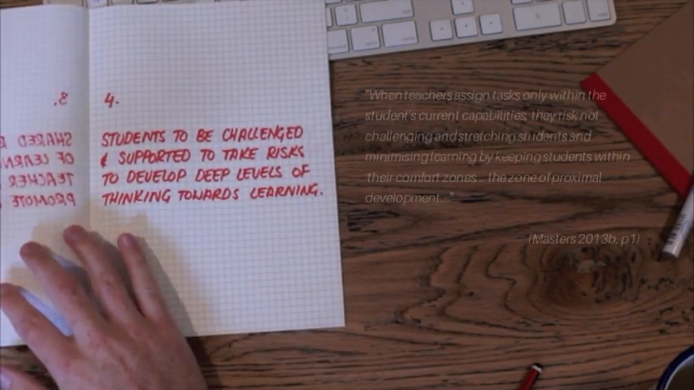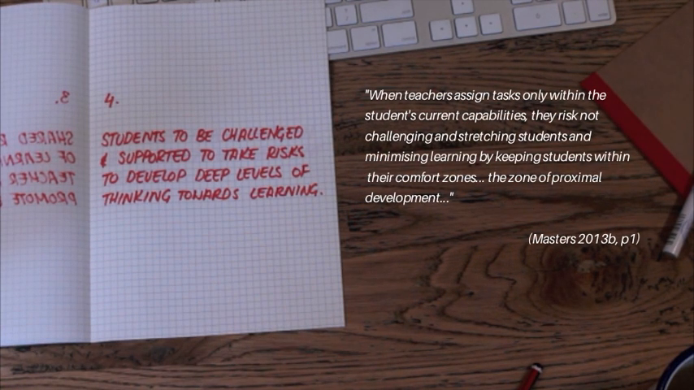4. Students to be challenged and supported to take risks to develop deep levels of thinking towards learning. This revolves around challenging students to take educational risks to develop deep levels of thinking, resilience, and understanding. Providing the opportunity to contribute to discussions and idea development without the fear of rejection, students can move their thinking beyond the confines of conventional logic and towards debate, complexity, and sophistication. The principle is supported in Standard 3 of ATSL.